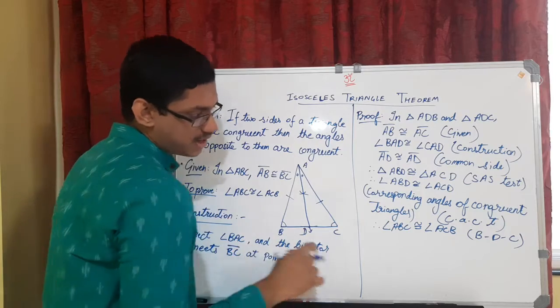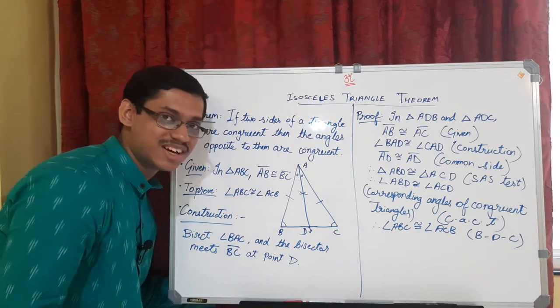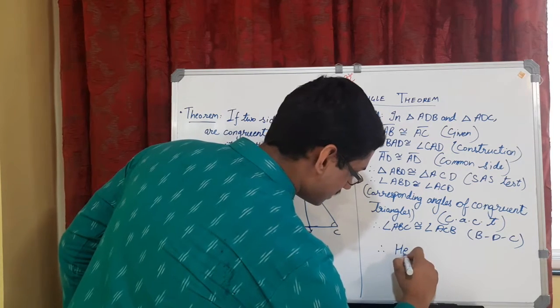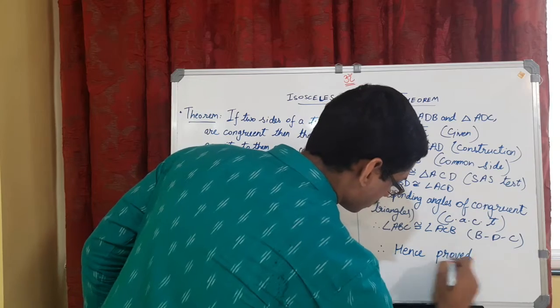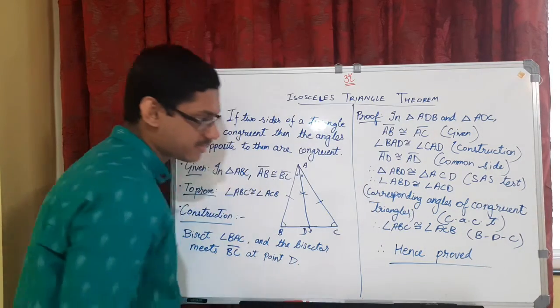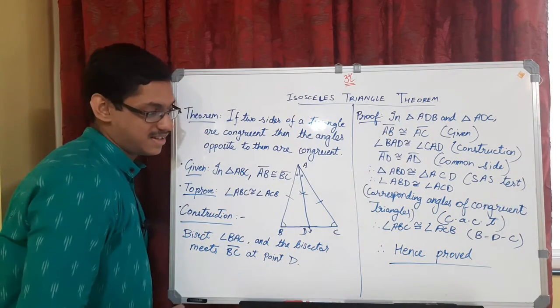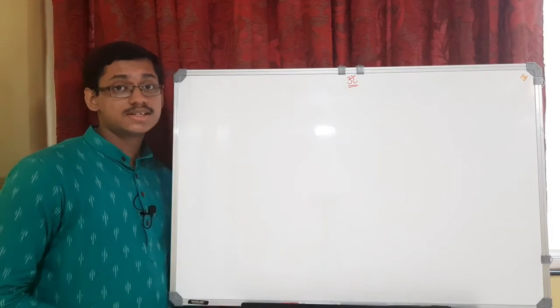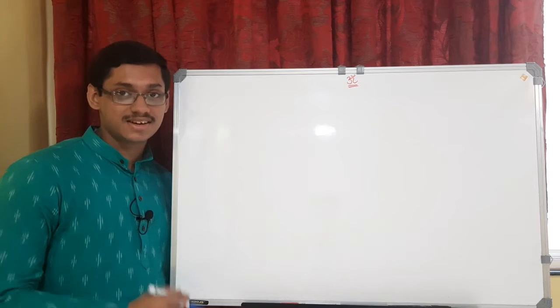All right, now what is the golden statement we have to write? Yes, hence proved. Okay, proved. Now let us see what is the converse of isosceles triangle theorem.